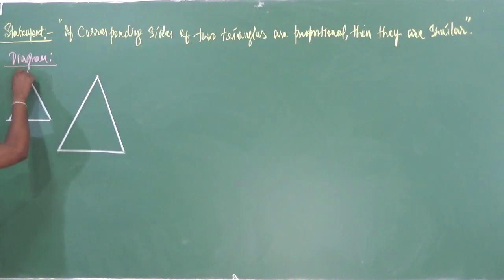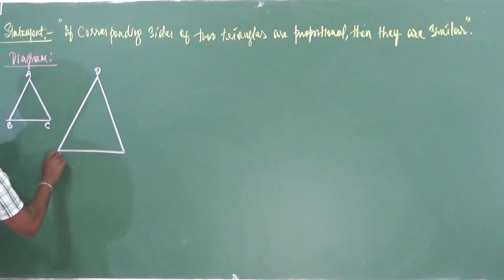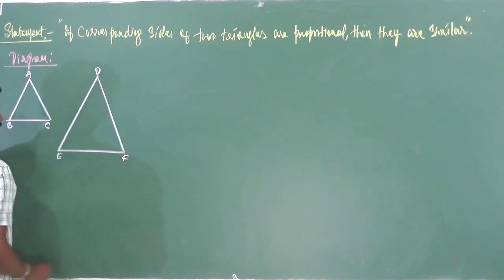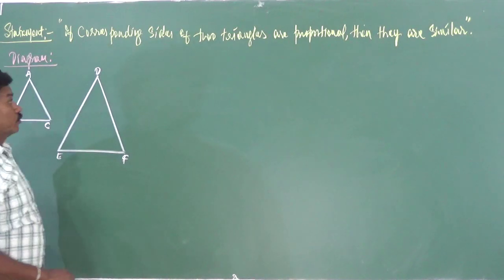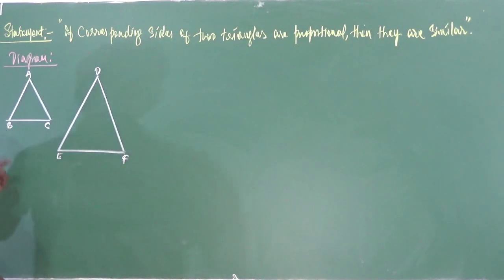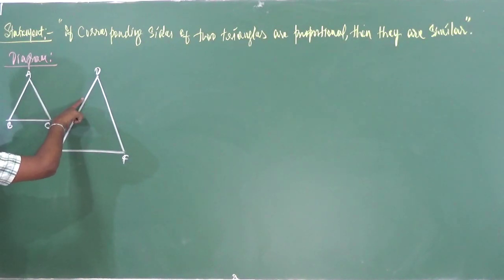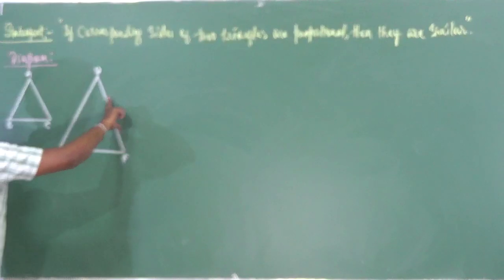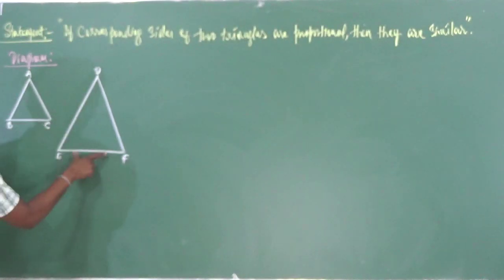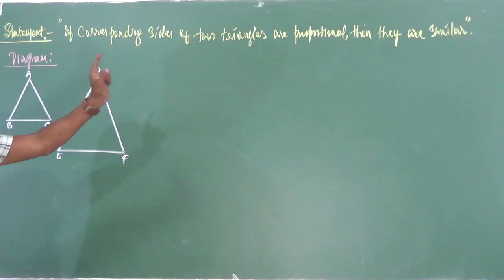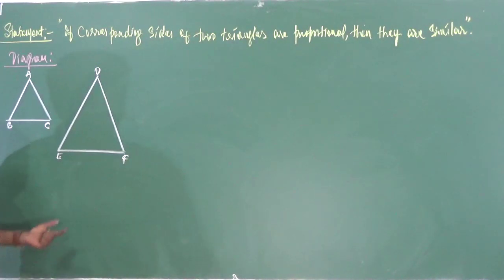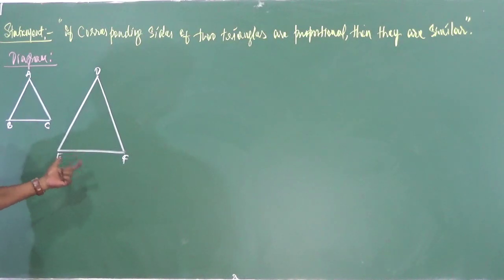Right. So call it as triangle ABC. Call these vertices as triangle DEF. Okay. So I have two triangles. So if corresponding sides of two triangles are proportional, that is, we have to identify the corresponding sides. So AB and DE are the corresponding sides, AC and DF are the corresponding sides, BC and EF are the corresponding sides. Now, these corresponding sides are what? They are already proportional. So, the description of the diagram is called data.